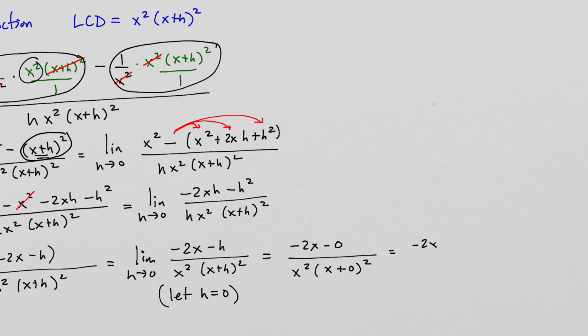And this is negative 2x divided by x squared times x squared, which is negative 2x divided by x to the fourth. And finally, you can cancel the x in the numerator with one of these x's, which will leave you with x cubed in the denominator. And so our final answer here is negative 2 over x to the third power.